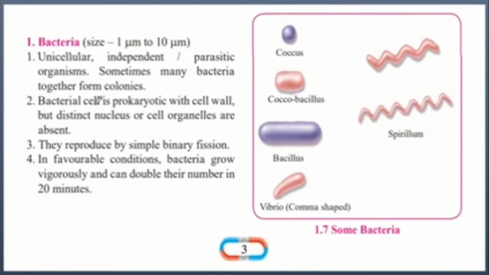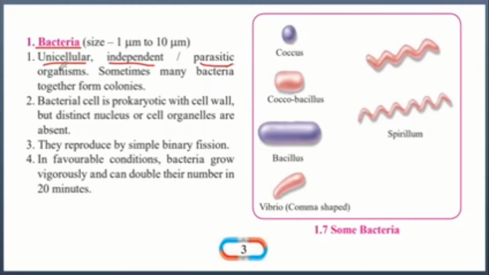So now we will see the different types of microorganisms. Bacteria. So the size of bacteria are usually from 1 micrometer to 10 micrometer. These are unicellular, that is, they just have one cell. They are independent or parasitic organisms. So the way that they get their nutrition is either they are independent, that is, they can get their nutrition by themselves, or parasitic, that is, they get their nutrition by taking it from other organisms.